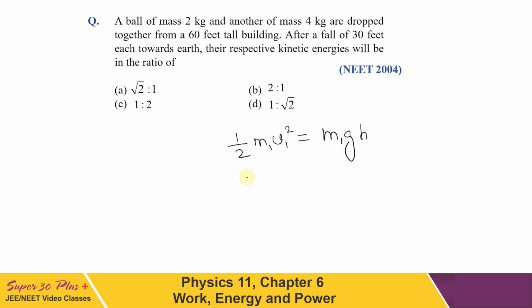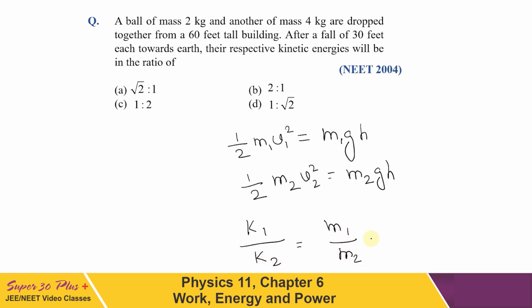Now for the second particle, I am writing half m2 v2 square equal to m2 g h. If I take the ratios, kinetic energy of 1 upon kinetic energy of 2 is equal to m1 upon m2. These ratios are 2:4, that is 1:2, which is our option number C.